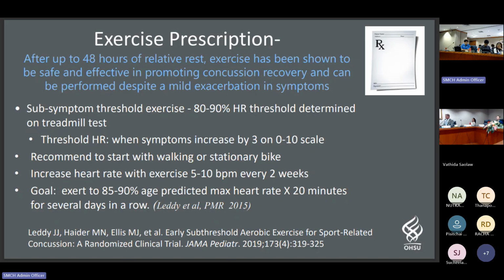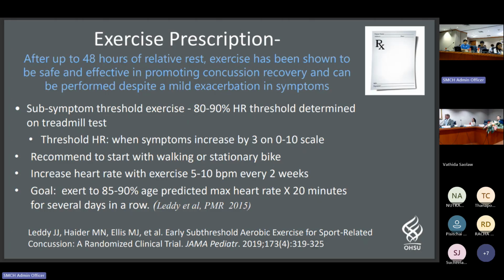So again, after about 48 hours of rest, the exercise prescription has been shown to be safe, and exercise testing can be conducted on a treadmill. This has been done initially in the college environment, then the high school environment, and we've done it in adults up to age 60 without any adverse effects whatsoever.